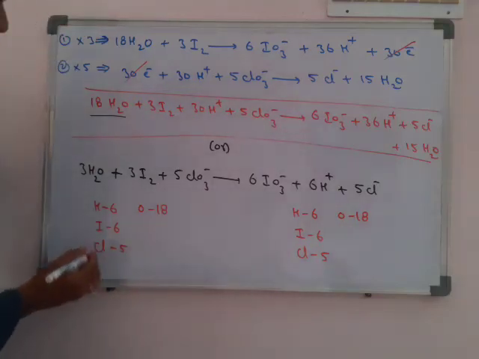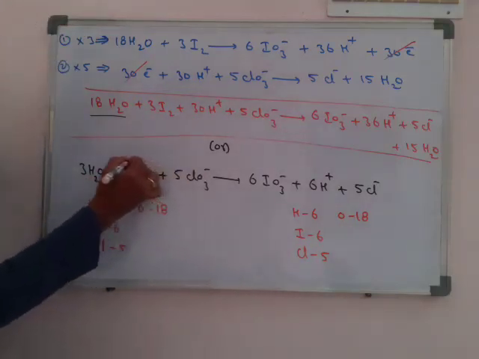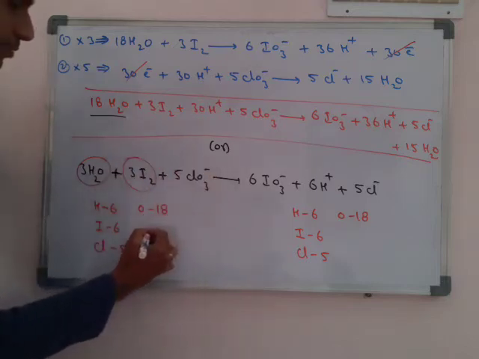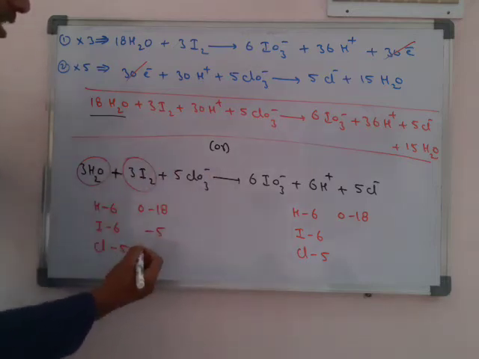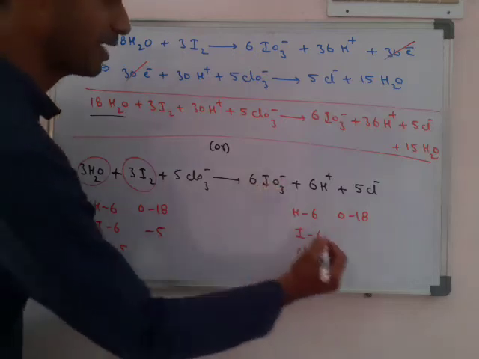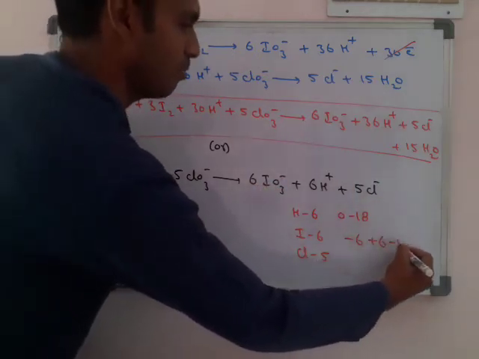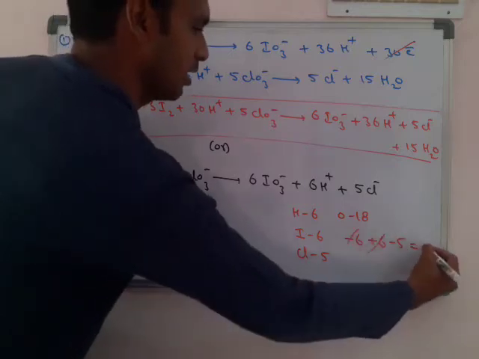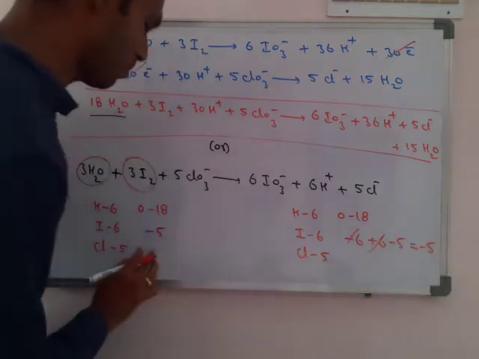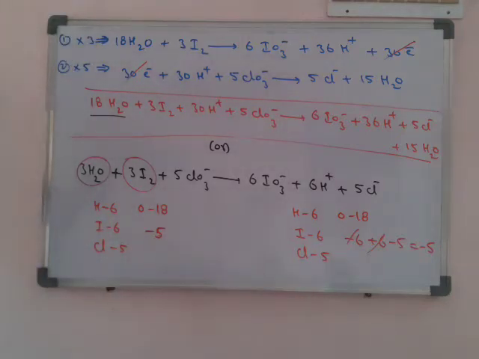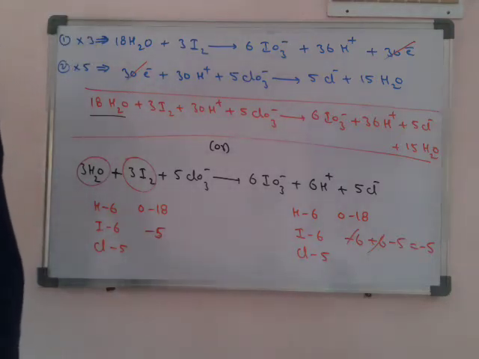Next, what is the charge? Total charge here is 0, here 0. Here minus 5, charge minus 5. Like here, what is the charge? Here minus 6, here plus 6. Minus 5, so it's minus 5. So both sides' charges are equal. So this reaction is balanced totally.